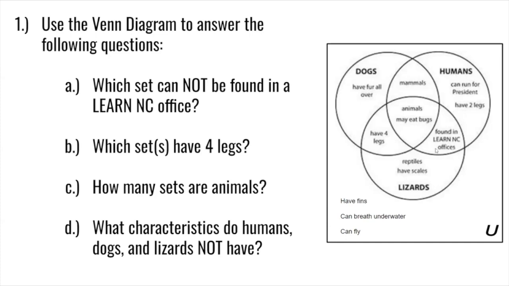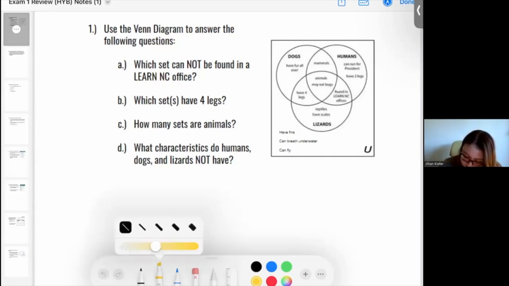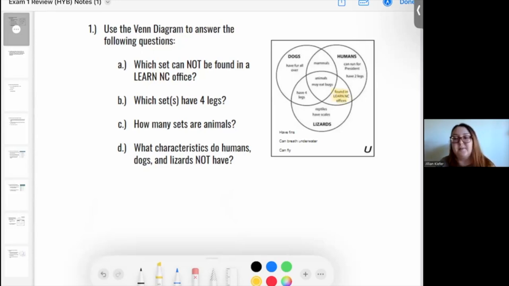All right, so we're going to go ahead and answer these questions in our notes so we can write along with our problem. All right, so here we are with problem 1. So we're starting with A, which set cannot be found in a Learn NC office. So first off, for this whole not found in a Learn NC office, we need to find the attribute found in a Learn NC office, and then we'll figure out which one is not included with that. So if we look at our Venn diagram, we see that the found in a Learn NC office attribute is right here.